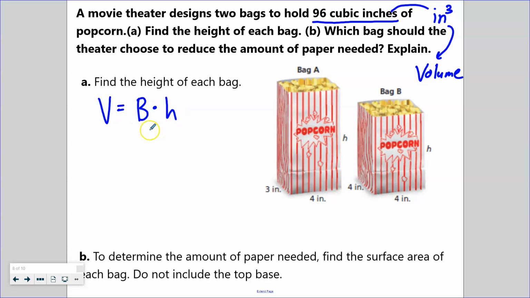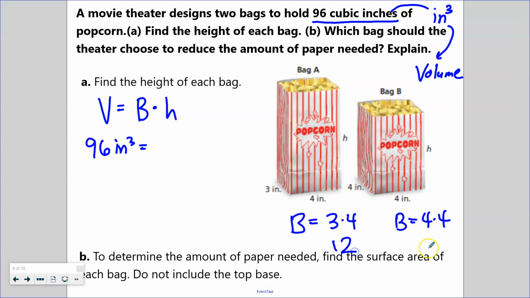And this is what we're looking for. We're looking for H. We have the volume. We know it's 96 inches cubed. And we can figure out the base here. Big B equals 3 times 4. Big B equals 4 times 4. You see the base is a little bit different. A little shorter, but a little bit bigger on the base. We have 12 and 16. So now we'll say, okay, well, let's figure out the 12 times the height. And since it's attached, this looks very familiar from the beginning of school. So divide by 12, divide by 12. We get 96 divided by 12, and that equals 8.